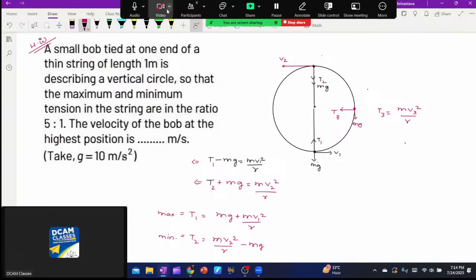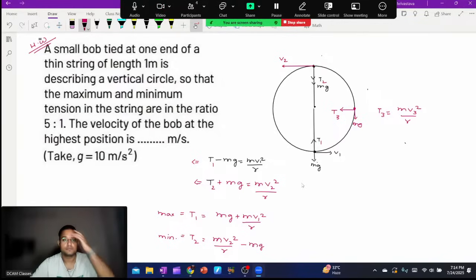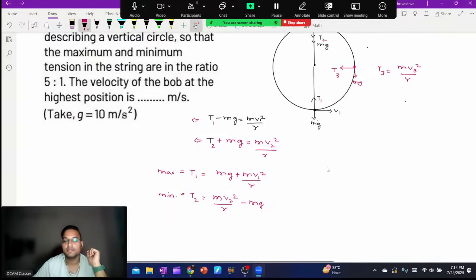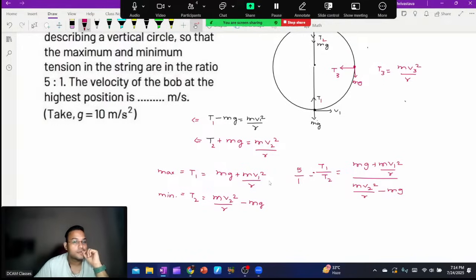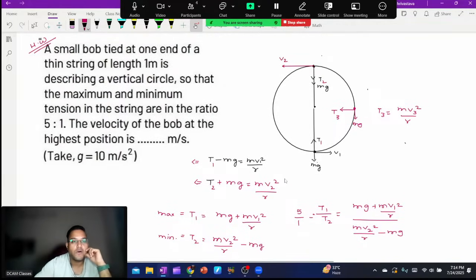Now what have they given? They have given the maximum and the minimum tension ratio, means T1 by T2 ratio. So it will be mg plus mv1 square by r divided by mv2 square by r minus mg, equal to 5:1. The velocity of the bob at the highest position, that's what I told, it'll be root 5 GL.